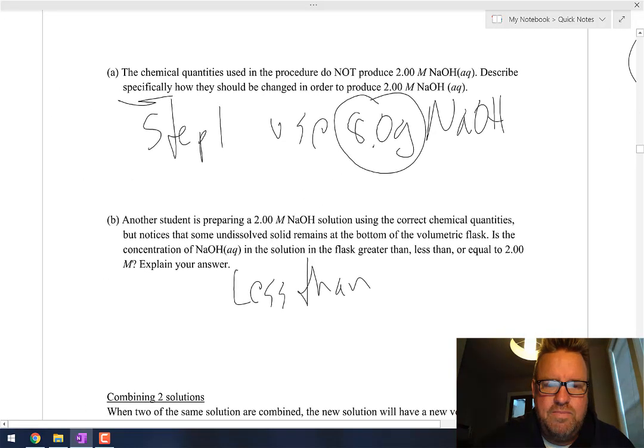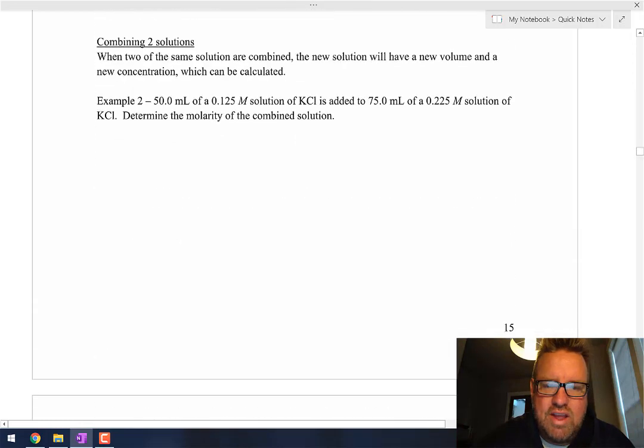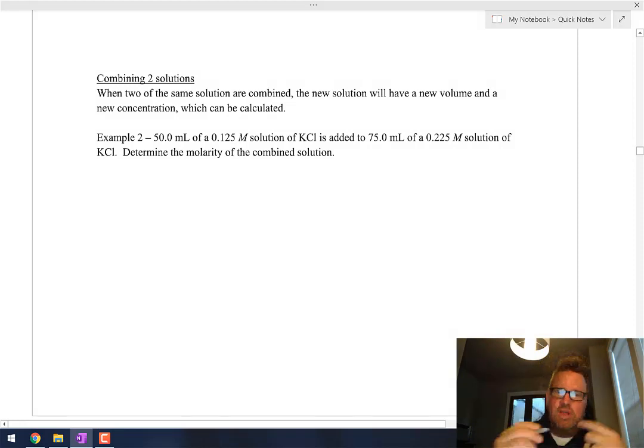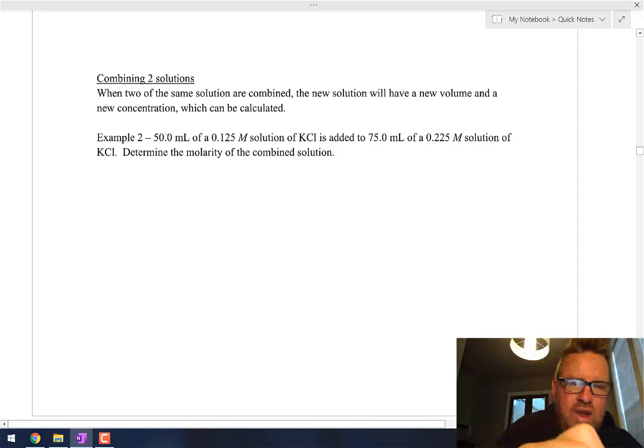Okay, and the last thing, let's see if I can not screw this one up, is when you combine two solutions, okay? If you take two different solutions with two different concentrations and you put them together, basically you've got a new number of moles and you've got a new volume. And typically what they'll say is the volumes are additive, which means you just add the two volumes together and you get a new volume.